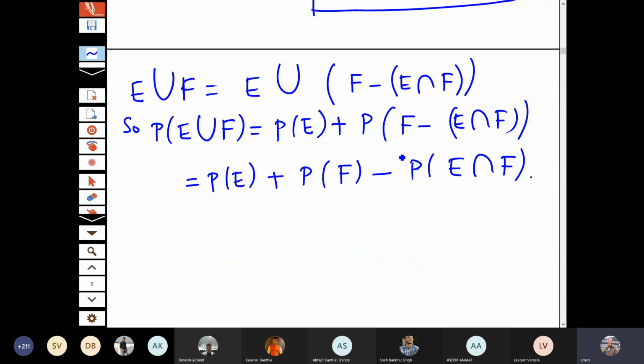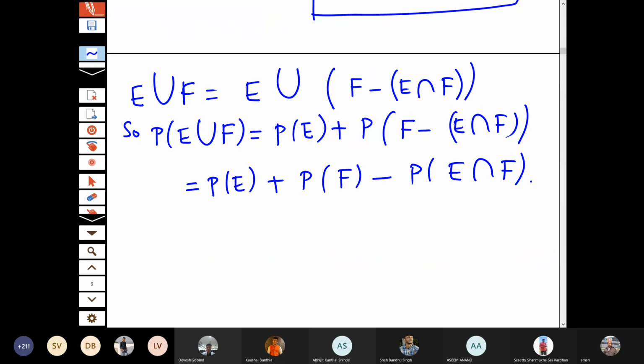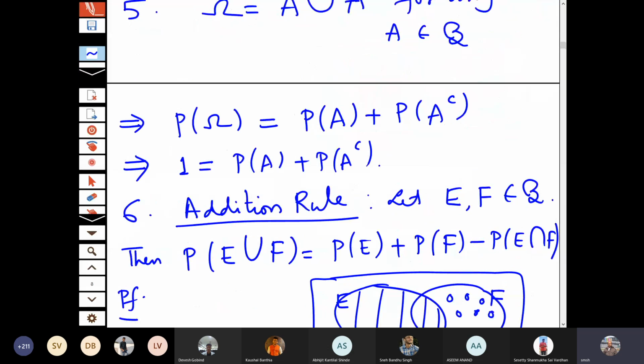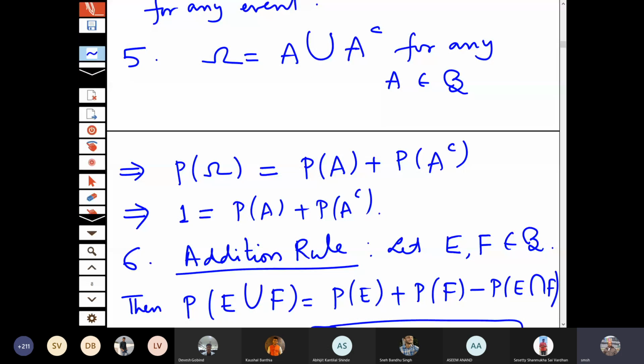Could you just repeat the fifth property? Yes, the fifth property is that if I have any event A and then I have A complement, then A union A complement is omega. So probability of omega is probability of A plus probability of A complement. Probability of omega is 1. So if probability of A is given, then probability of A complement is 1 minus probability of A. Is that all right? Yes, sir.